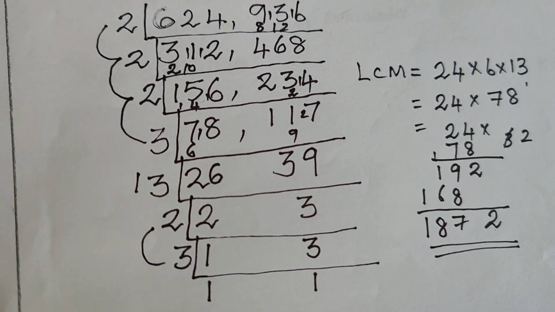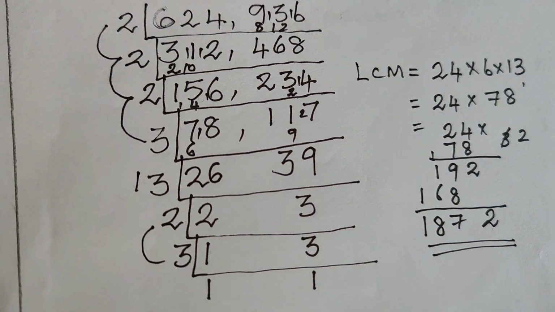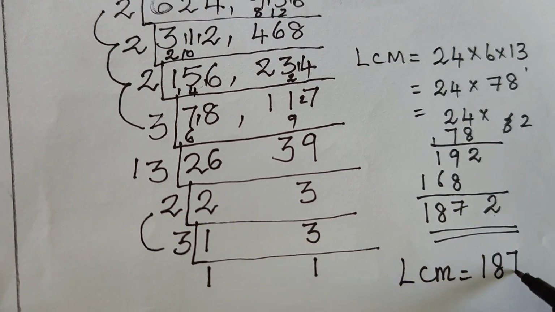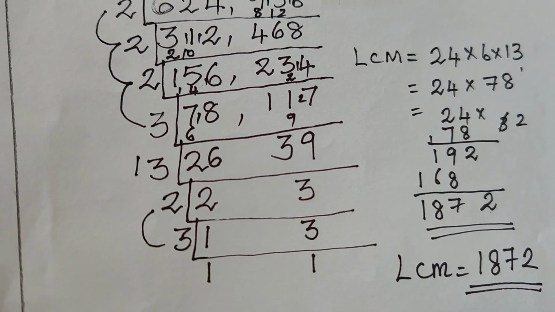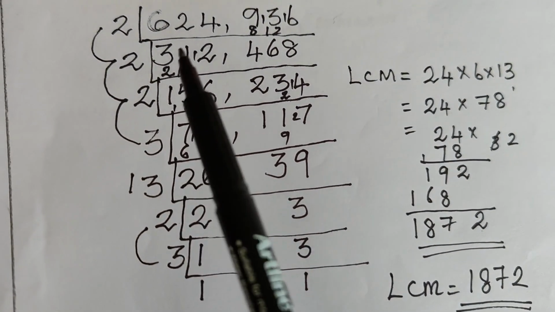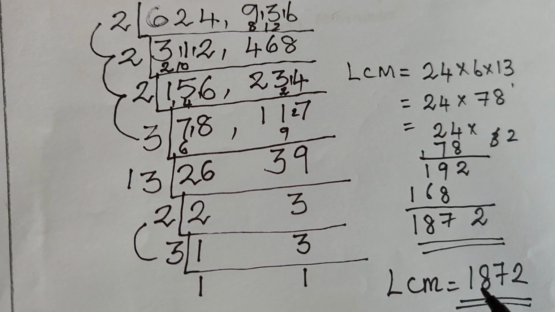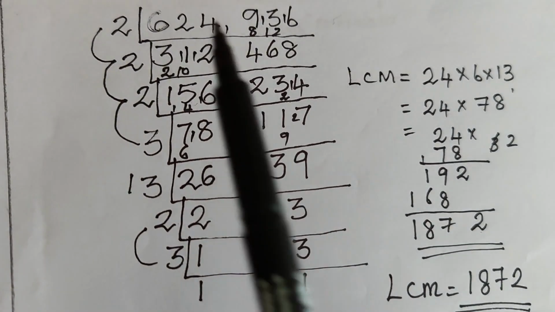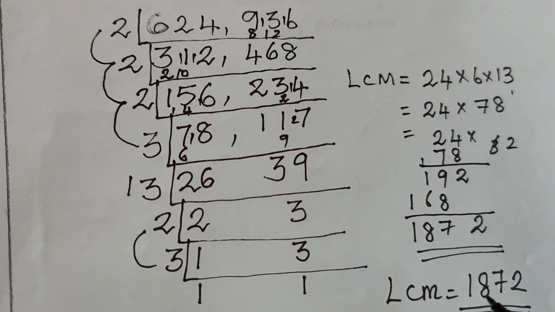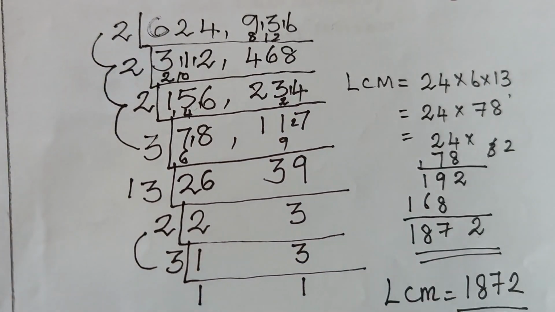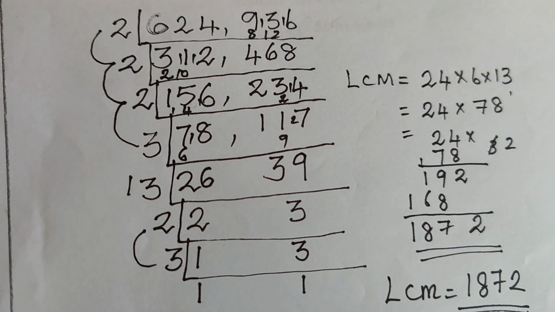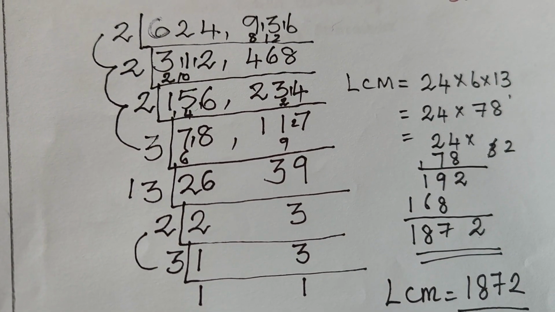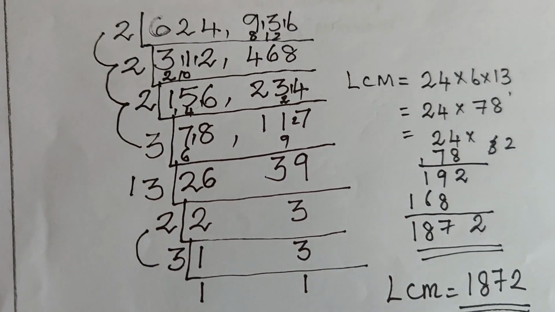The LCM of 624 and 936 is 1872. The meaning is that 624 can divide 1872 completely, or 1872 is completely divisible by 624 and 1872 is completely divisible by 936. LCM is their common multiple. In other words, we can say LCM is their common dividend.